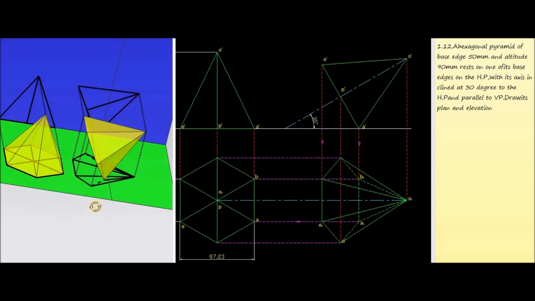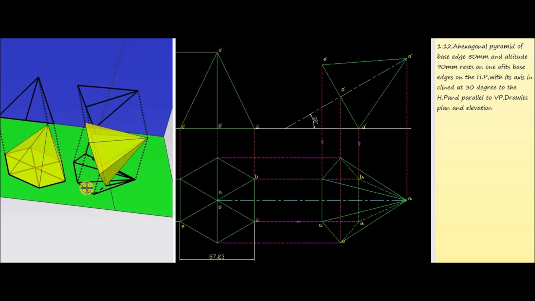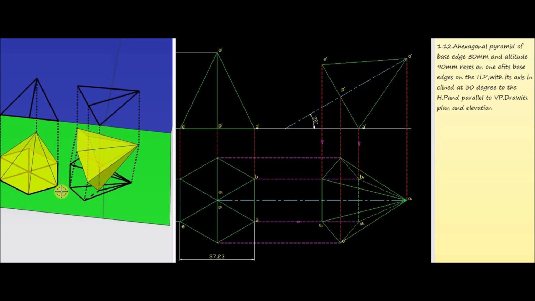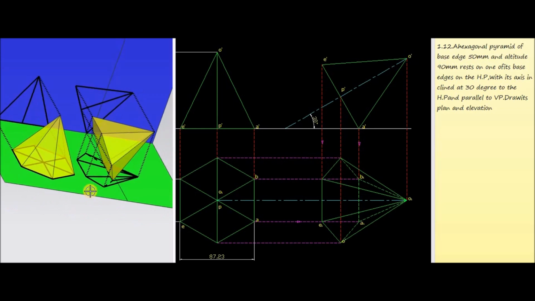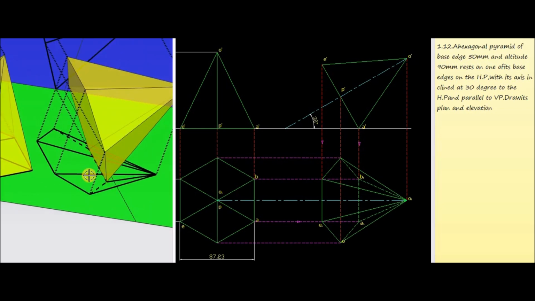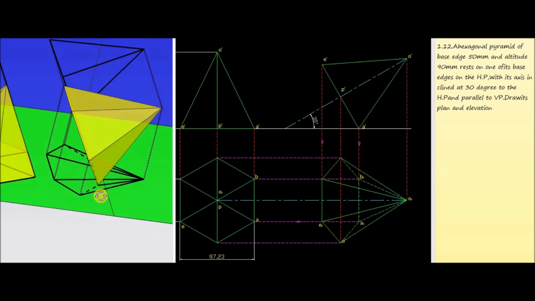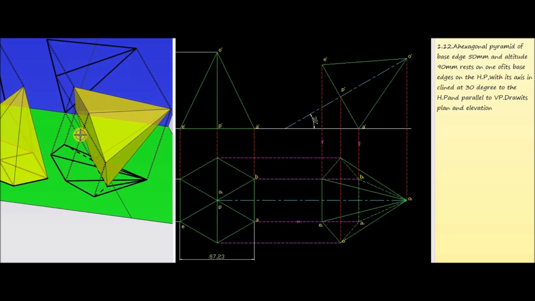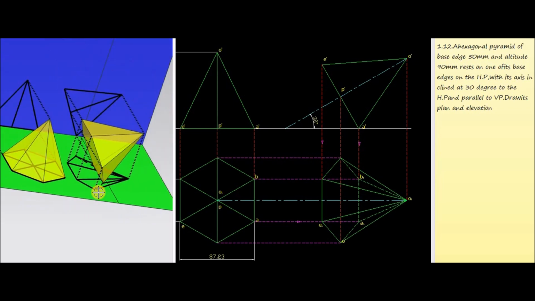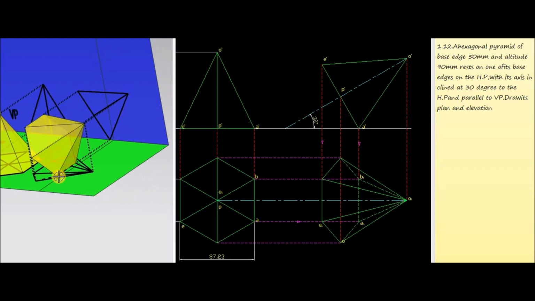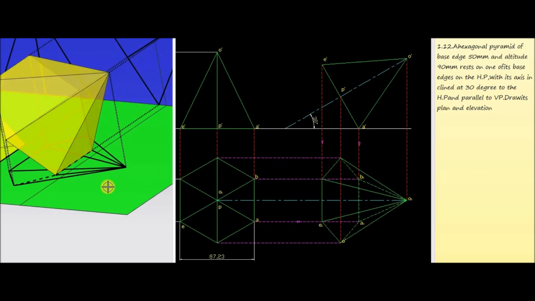Then in stage 2, the hexagonal pyramid is going to tilt about one of its base edges. Earlier I mentioned this is the base edge AB. Now we are going to tilt this hexagonal pyramid along AB such that the base plane makes an angle of 30 degrees with the horizontal plane. So this is the condition. Now this bottom face makes an angle of 30 degrees with the horizontal plane, and it is resting on one of the base edges, AB.